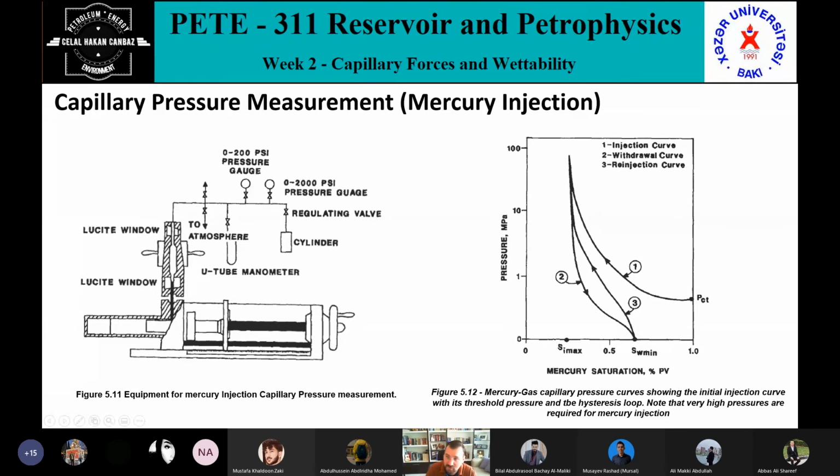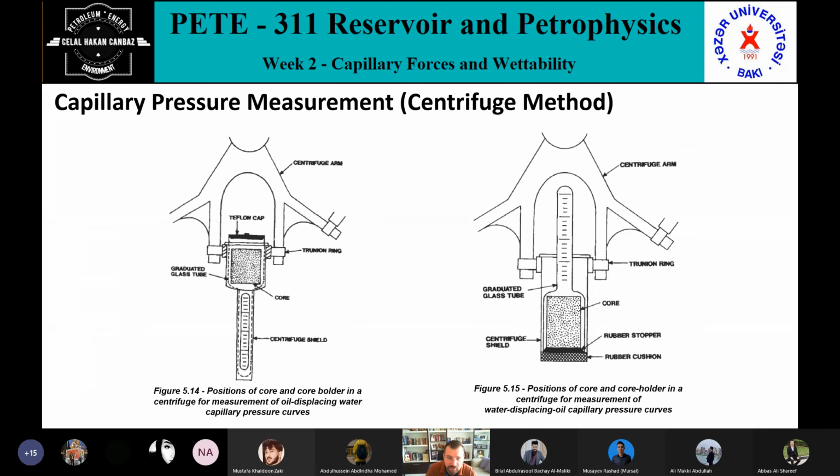Another method we call the centrifuge method. This method is a very old method, actually the oldest method. It was described, as far as I remember, in 1951. Very old method, like the Amott method, which was 1959. We will talk about it later on. So this is the old method.